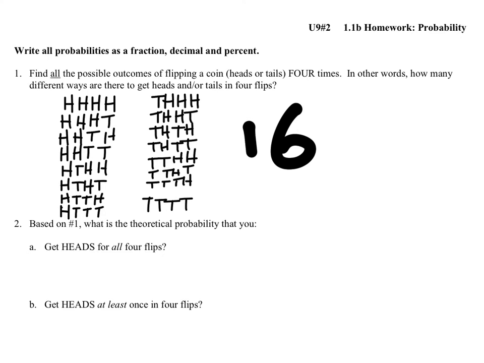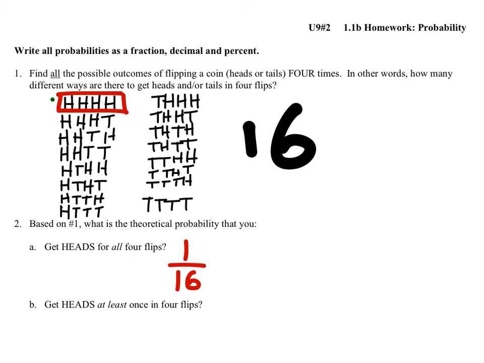All right. Based on number one, what is the theoretical probability you get heads on all 4 flips? Well, I only see one outcome that has that. 1 out of the 16. What about heads on at least one flip? So heads on at least one flip.